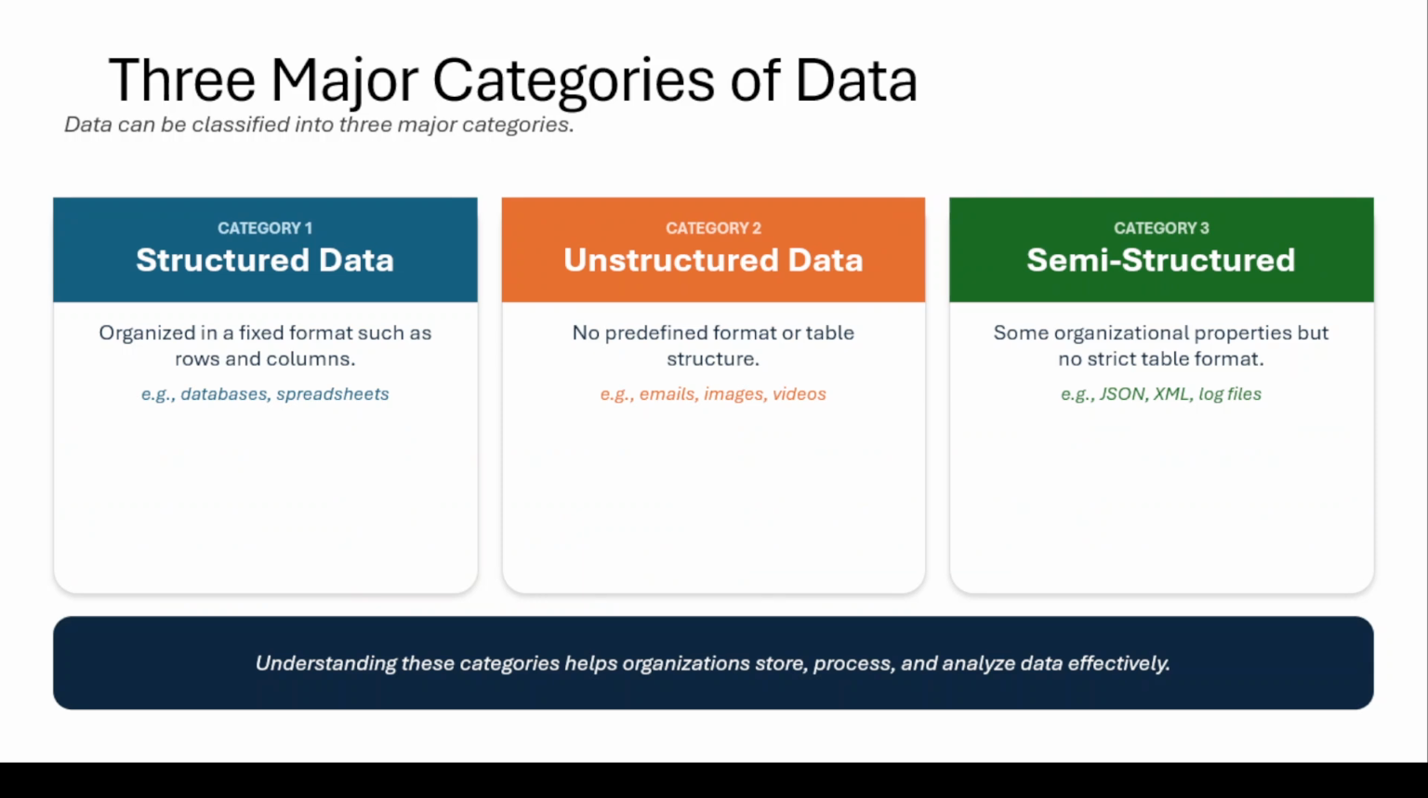The three major categories of data are structured data, unstructured data, and semi-structured data, as we discussed. Structured data is organized in a fixed format such as rows and columns, like a database and spreadsheet that we already know. Unstructured data has no predefined format or table structure: emails, images, videos. Semi-structured data has some organizational properties but no strict table format, like JSON, XML, log files. Understanding these categories helps organizations store, process, and analyze data effectively.